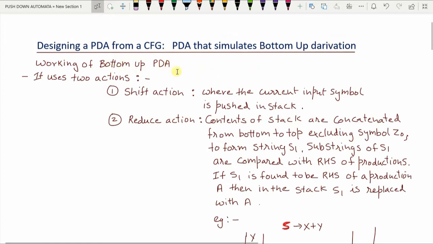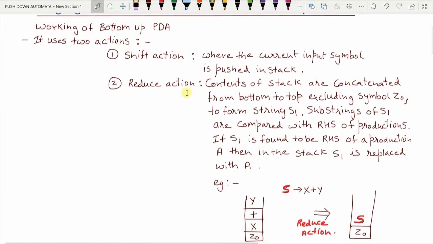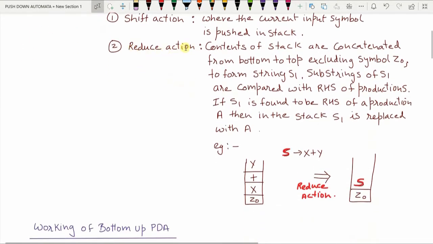Now this is a very straightforward PDA, and you will see that in designing this PDA, while the PDA takes decisions, there are two actions involved. The first action is called the shift action. What is a shift action? It is an action where the current input symbol is simply pushed onto the stack. So whenever the current input symbol is pushed onto the stack, it is called a shift action, in very plain simple words. Now the second action is called the reduce action.